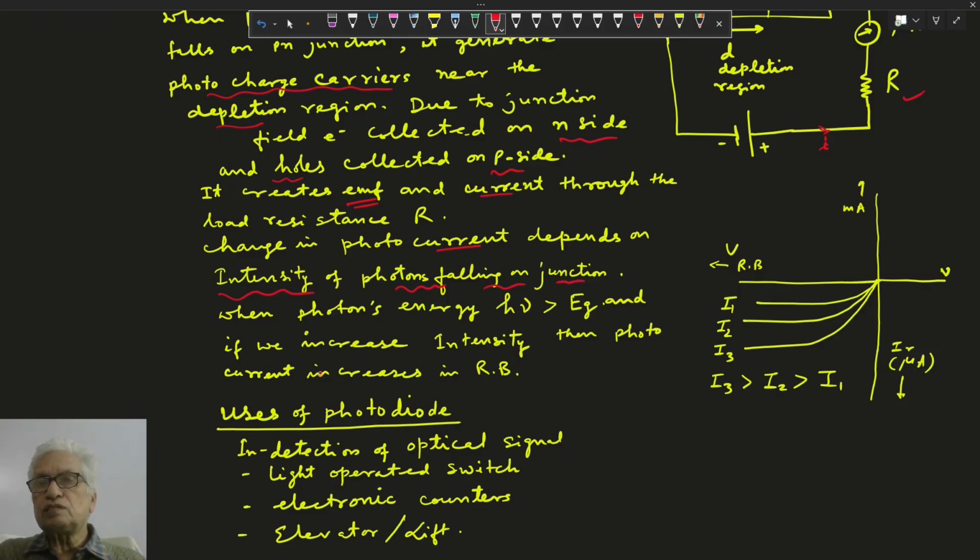Number of photons more, number of electrons more, and current increases. So this is the graph between voltage and current in reverse biasing. If intensity increases, I3 is more than I2, more than I1. If intensity increases, reverse biasing current also increases. The necessary condition here is that the energy of the photon must be greater than the energy gap. By increasing the intensity, current in reverse biasing also increases.